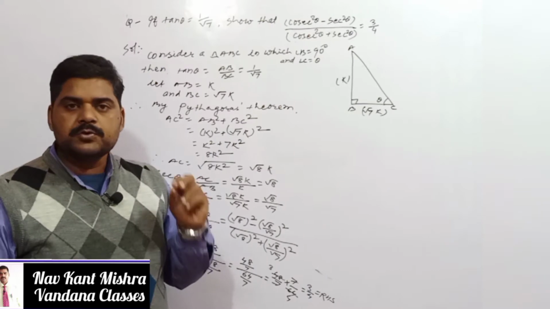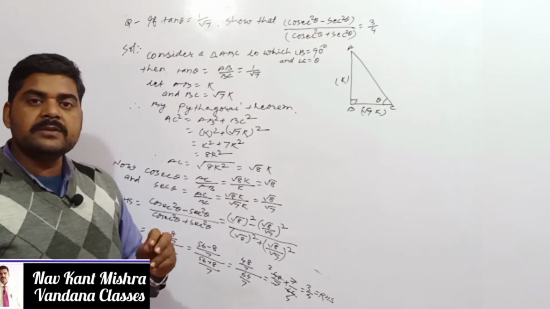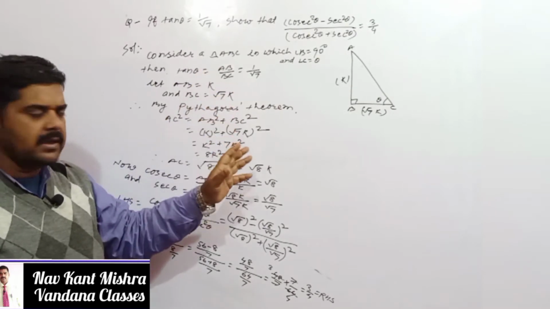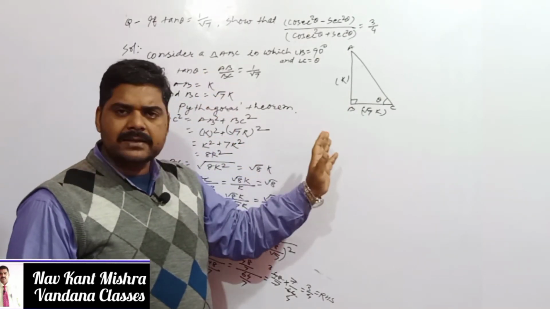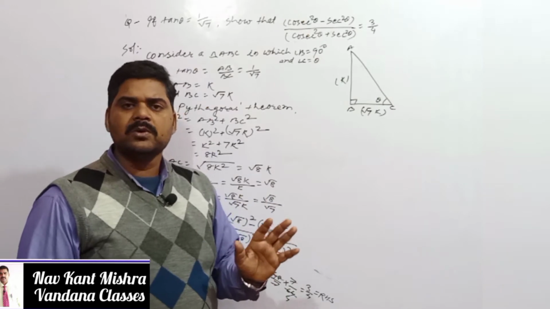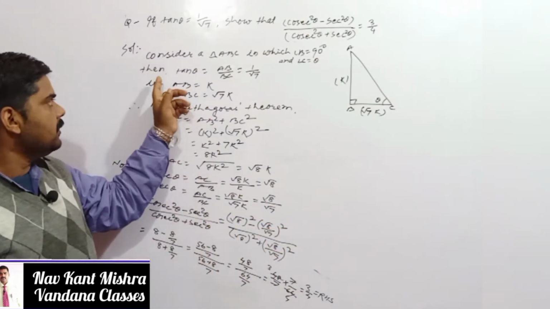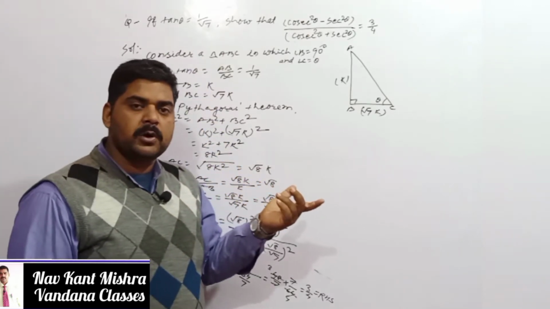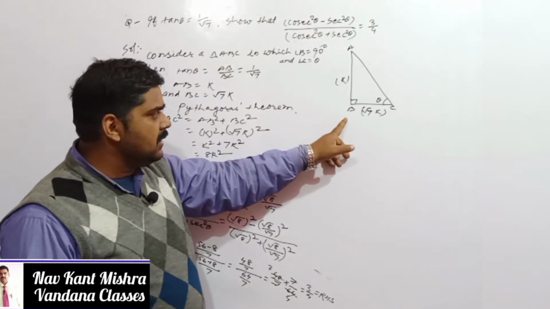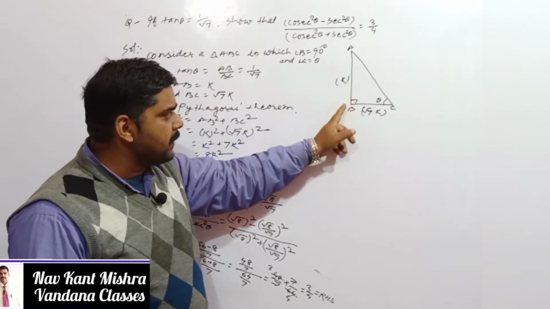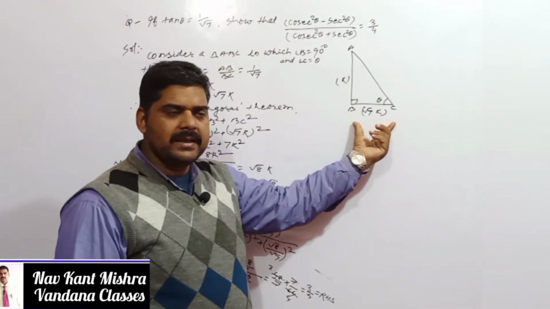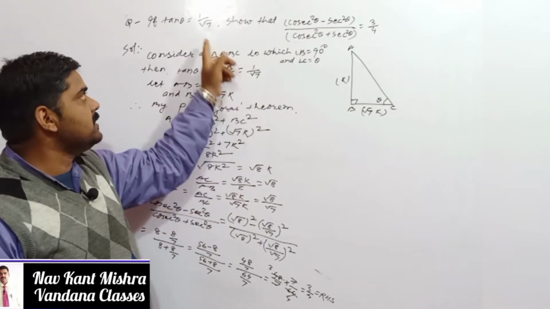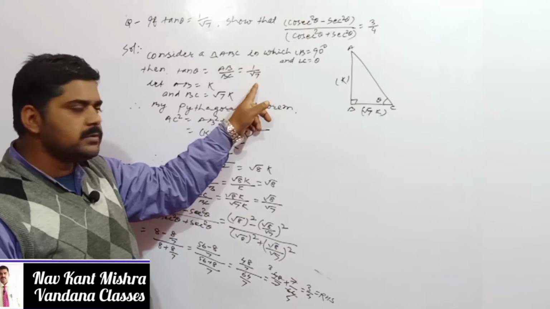To solve this question, you need to consider a right angle triangle. I have just considered a right angle triangle ABC in which angle B is equal to 90 degree and angle C is equal to theta. Then tan theta is equal to, you know that, perpendicular upon base, and in this right angle triangle AB is perpendicular and BC is base, and this is why it can be written as AB upon BC, which is equal to 1 upon root 7.